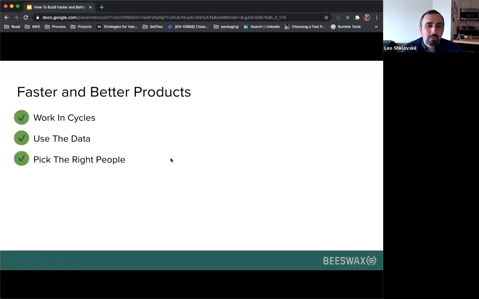Cool. So we've covered three major pieces of thinking about faster and better products. First, work in cycles. Second, use data. And third is pick the right people.